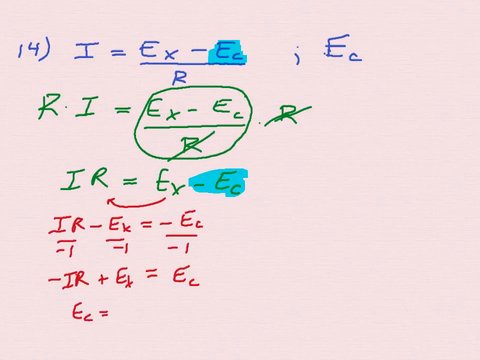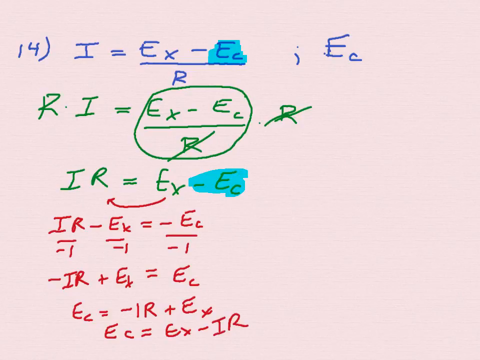I'll just change the order. EC equals, you're going to have a minus IR plus EX. Somebody else might choose to write it as EC equals a positive EX minus an IR. That would be the same thing, written 2 different ways.